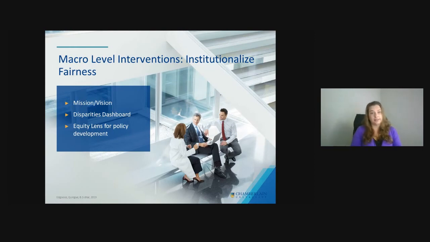Macro level interventions. Really, the goal should be to institutionalize fairness in the organization. Does your organization's mission and vision reflect a commitment to diversity, inclusion, or social justice? You might consider implementing and monitoring a disparities dashboard to track patient disparities within the organization over time. And then you can develop interventions based upon that data that may come down to the meso and micro level. Implement an equity lens when developing policies related to equity, inclusion, and social justice.